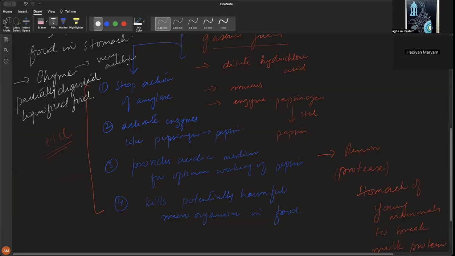The pyloric sphincters are also present there, which control the amount. They are muscular bands. We have already written about that when we were discussing the alimentary canal. The pyloric sphincters are muscular bands at the end of the stomach, at the beginning of the small intestine. They gradually open and allow a very small amount of chyme to pass into the duodenum.